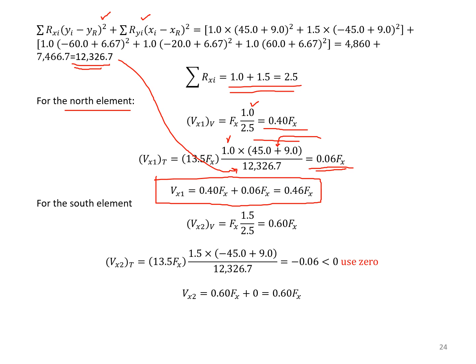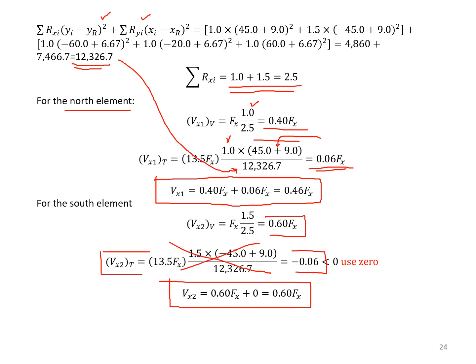For the south element, the direct shear is according to its rigidity. Rigidity was 1.5, so we get 0.6 fx. But notice that when we put the values in the equation for the torsional effect, we get a negative value, which is of course less than 0, so we do not consider this term. And as a result, for the south element, the shear is 0.6 fx that we computed already.